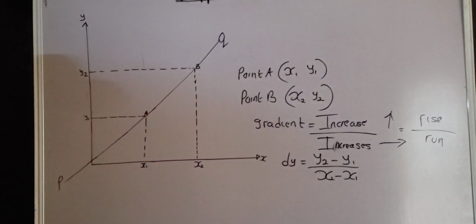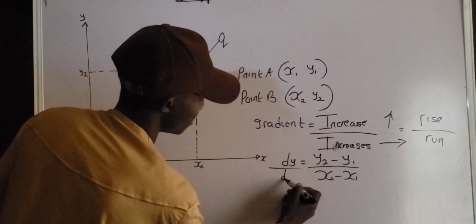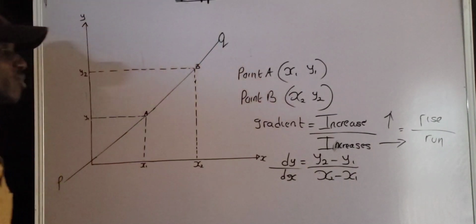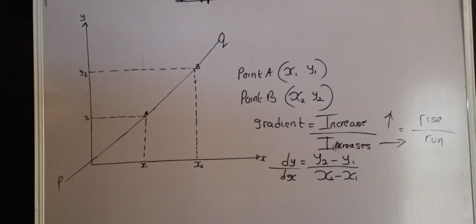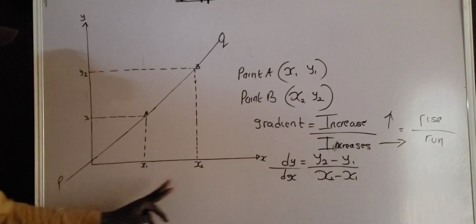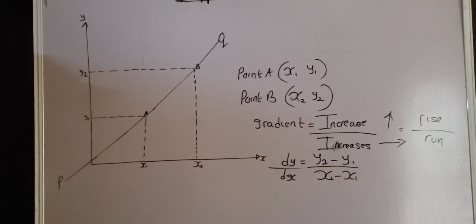And don't forget, I want you to take note. When we are dealing with gradient, we are also talking about slope. So the slope of this line can be easily calculated when we are given the values of x1, x2, y1, and y2. Let us look at a practical example.